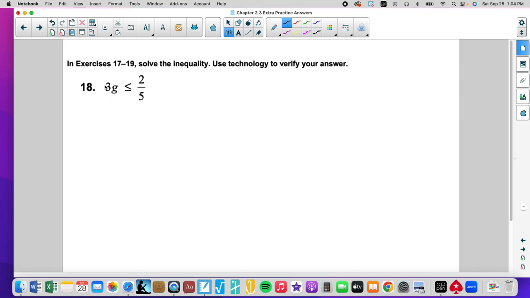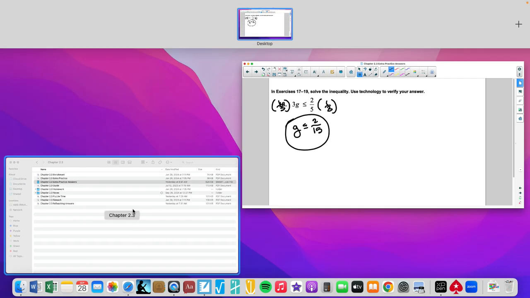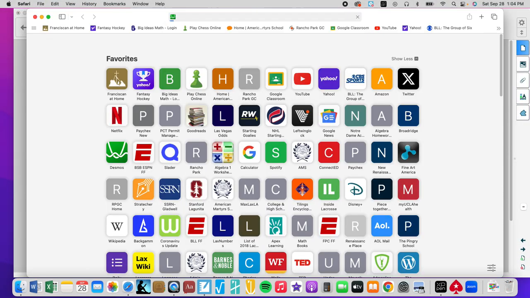I don't want to divide because I have a fraction here, so I'm going to multiply by the reciprocal, which is 1/3, and G is less than or equal to, the 3 doesn't cancel with the 2 in the numerator, so we get 2/15, and that would be our solution. If we wanted to put that in Desmos, oh, sorry, Desmos is already gone. Desmos, let's do it again.